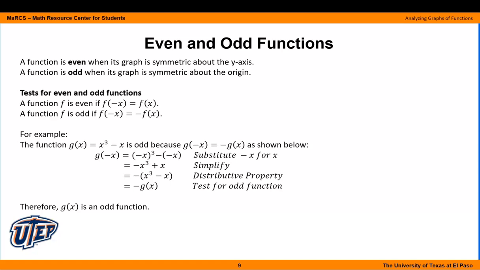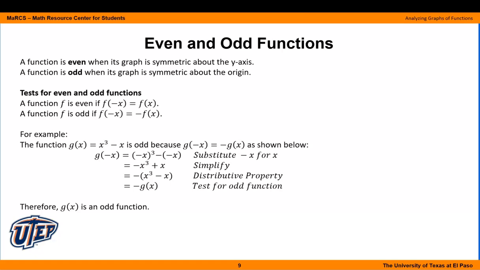Finally, let's talk about even and odd functions. An even function is symmetric about the y-axis. F of -x is equal to f of x. And an odd function is symmetric about the origin. F of -x is equal to negative f of x.